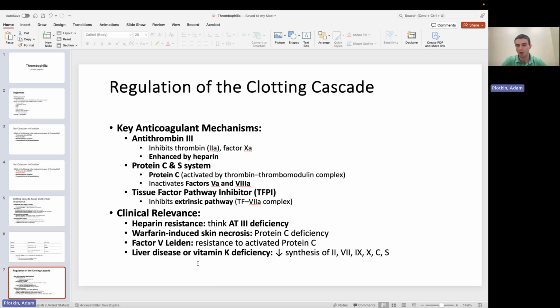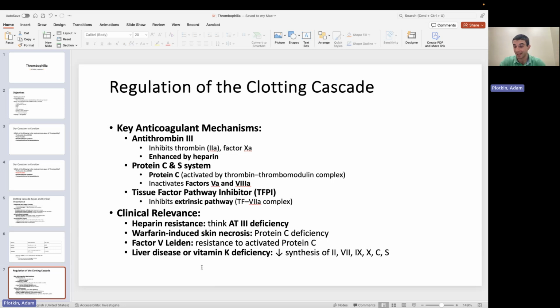And then liver disease or vitamin K deficiency, right? So I did a lecture on liver disease versus DIC where I talk about the pathophys in depth, so go watch that one. But basically, if the patient has liver disease, we can't make all of my clotting factors except for factor 8, which is made outside of the liver.